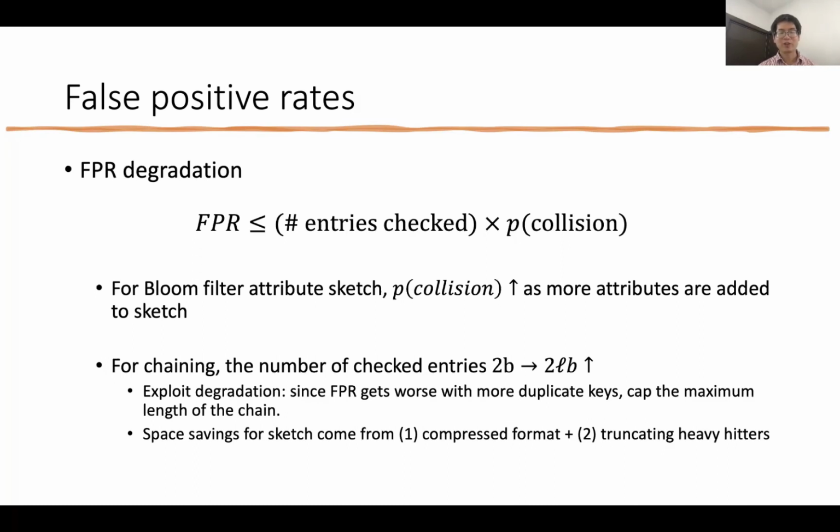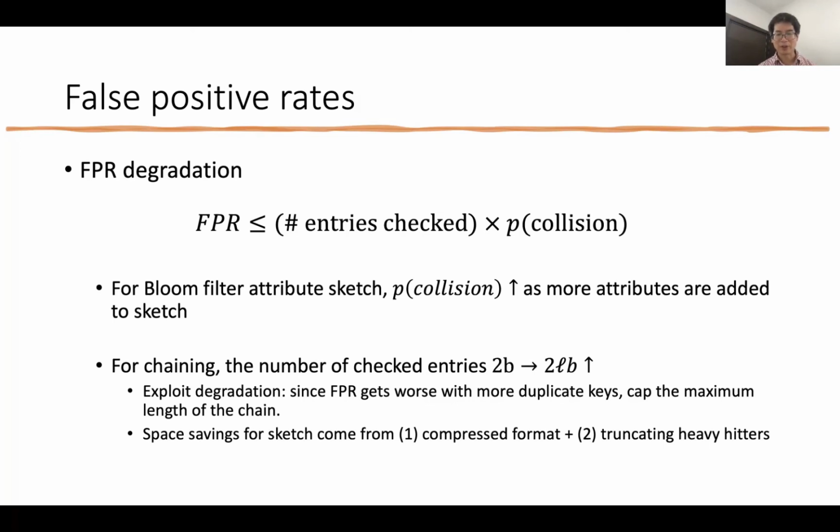And there are 2 reasons for this, which depend on the type of attribute sketch you use. For the Bloom filter sketch, the probability of collision goes up as more attributes are added to the sketch. However, the number of entries that are checked remains the same. If we use chaining, the number of checked entries goes up, while the probability of a collision remains the same.